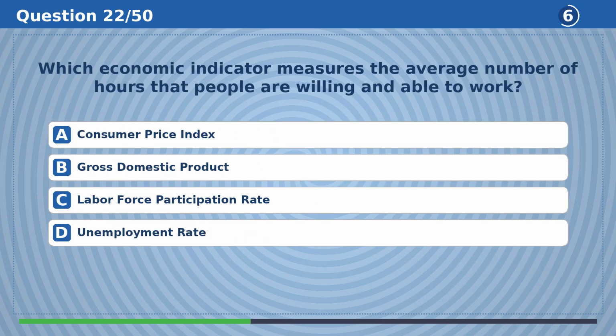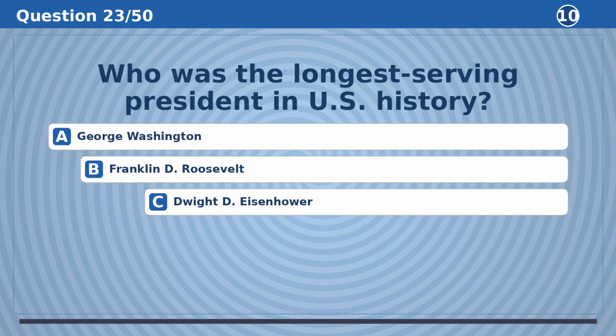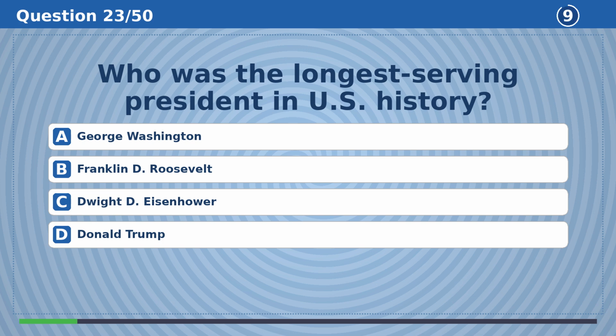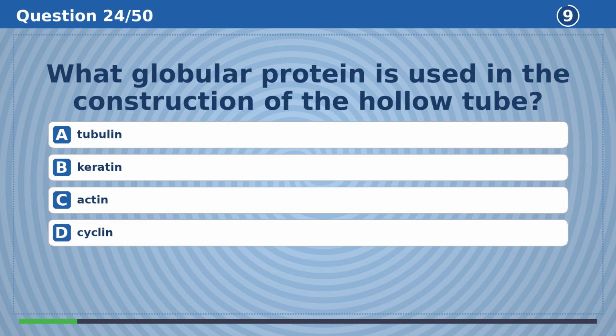Which economic indicator measures the average number of hours that people are willing and able to work? The answer is D. Unemployment rate. Who is the longest-serving president in U.S. history? The answer is B. Franklin D. Roosevelt.